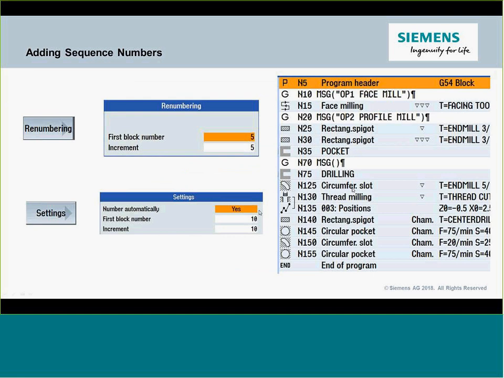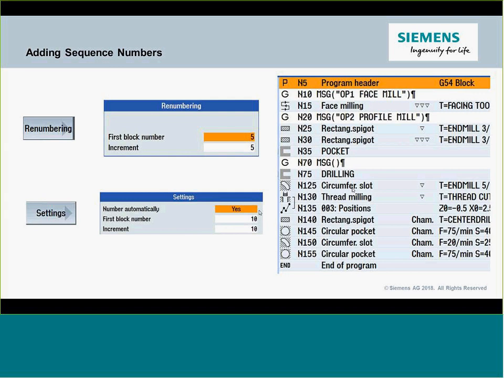Now, I can start adding some different things to my program once I have it roughed out. One of the things I like to add, I find it makes it a little more readable, especially once I'm starting to run product and I want to get a better idea of where in the part sequence I'm in, is sequence numbers.